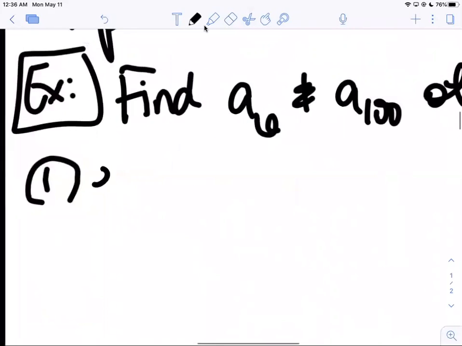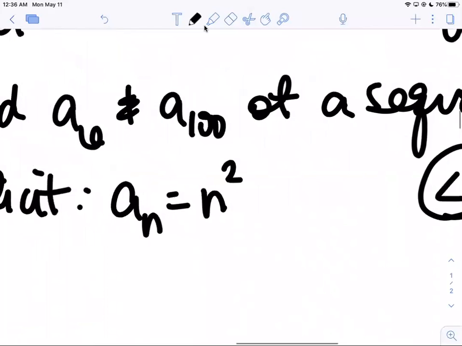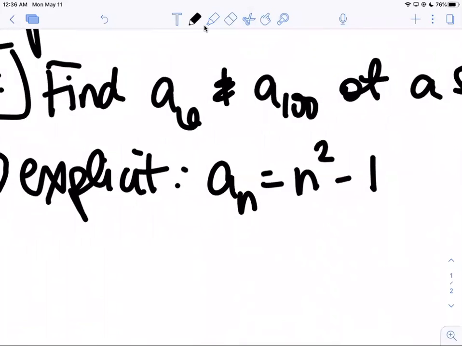The explicit equation that I'm going to give you is going to say a sub n equals n squared minus 1. Okay? A sub n equals n squared minus 1. This means that I can plug in any number. These are the same numbers, I've got n and I have n. So any number that I plug in would be my a sub 6 term or a sub 100 term. I would just plug that same number in over there.